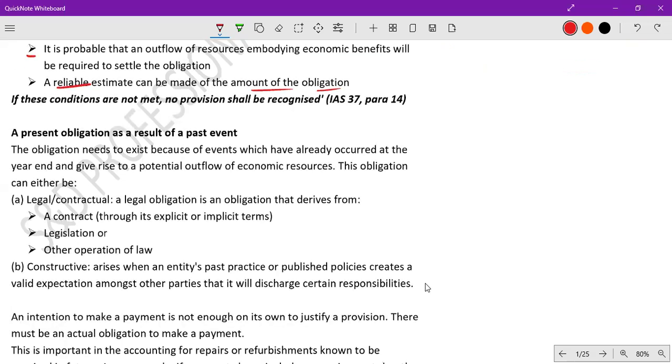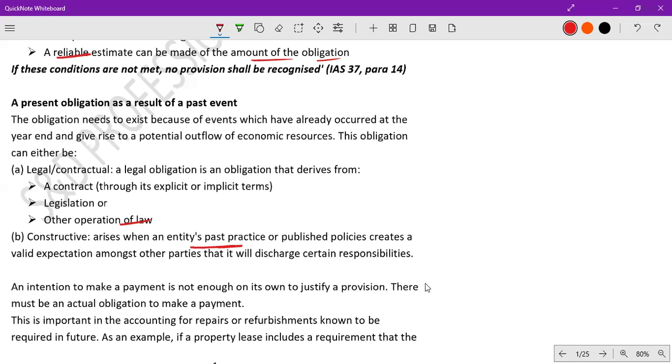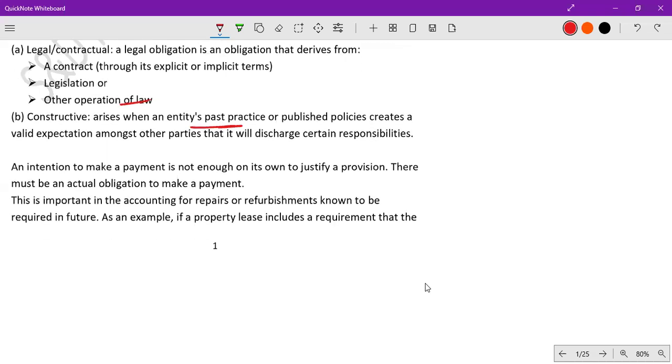So the legal or constructive obligation. I said a legal obligation can be derived from legislation or operation of the law. A constructive obligation is when an entity, through past practice or publicized policies, creates a valid expectation among other parties. You have been doing it, and the community expects that you will not deviate from your past practice. That is a constructive obligation.